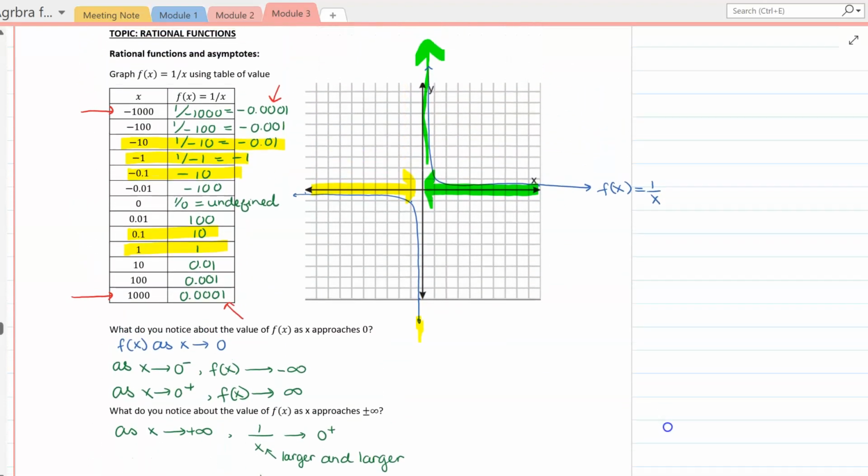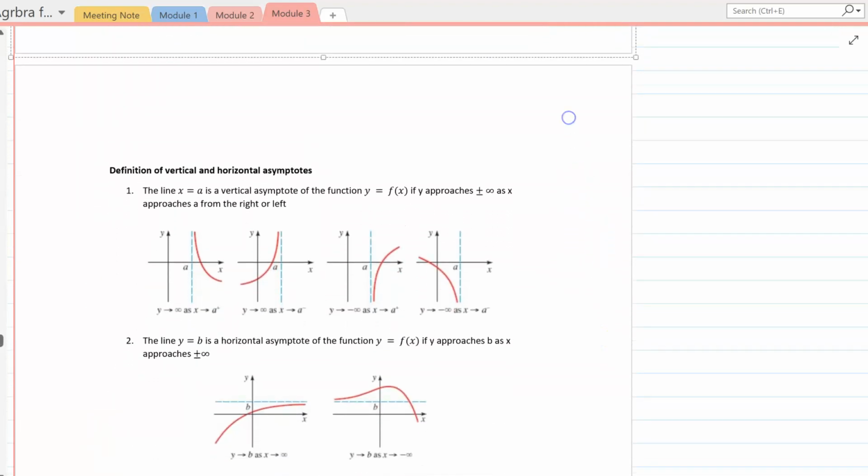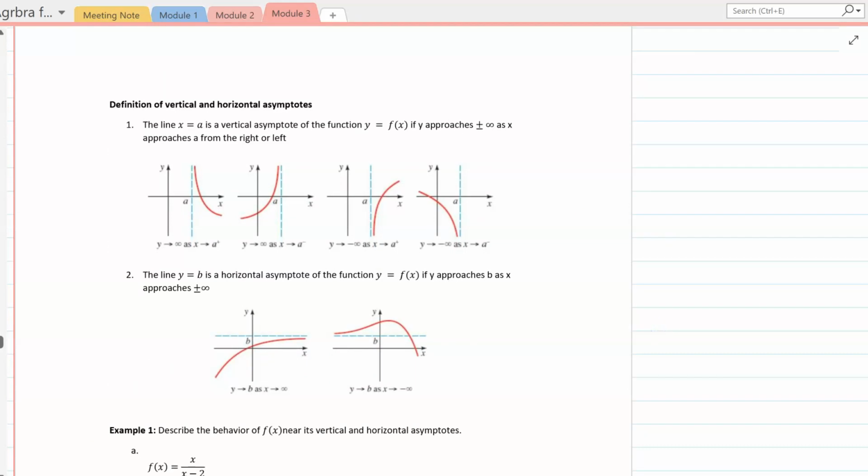Now, if you take a look at this graph that we have earlier, f of x equals 1 over x, note that the value right here, f of x, is increasing and decreasing around this value right here. This line, x equal to 0, is called the vertical asymptote of f of x equal 1 over x. So let's take a look at the vertical asymptote. The line x equal a is the vertical asymptote of the function y equal f of x if y approaches plus or minus infinity as x approaches a from the right or from the left or from both. So here you can see that we have this case of infinity.